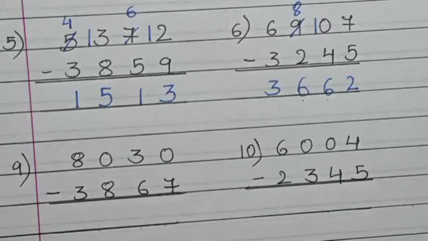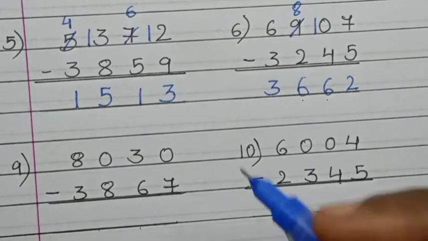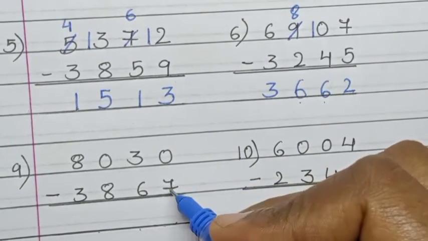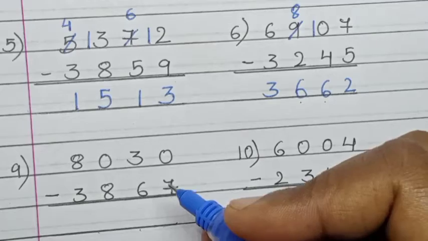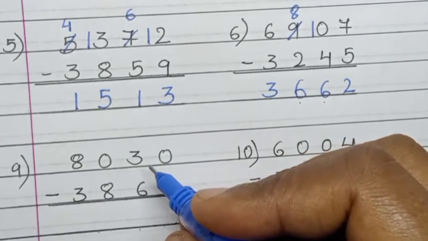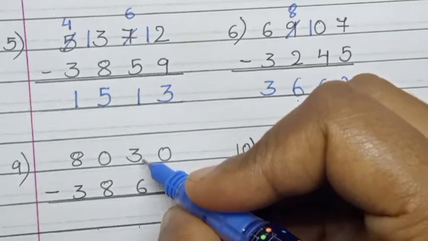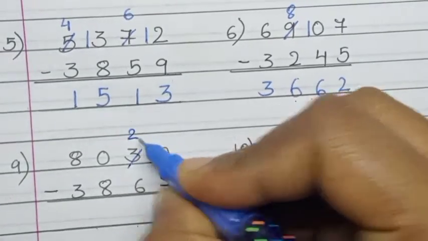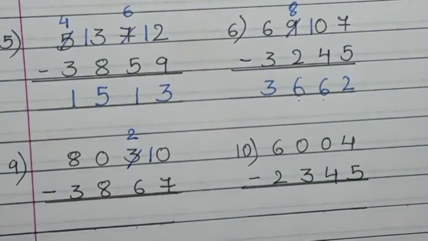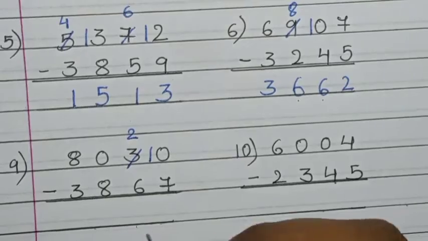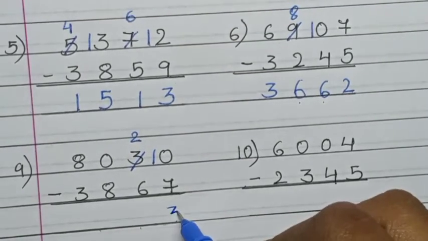Okay, how to do that? What is 0 minus 7? We can't do 0 minus 7 because 0 is less than 7. So what do I do now? I'll just borrow from this number. So 3 will become 2, 0 will become 10, right? What is 10 minus 7? 10 minus 7 is 3.